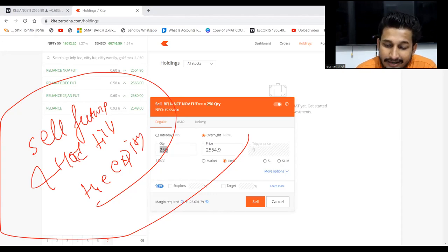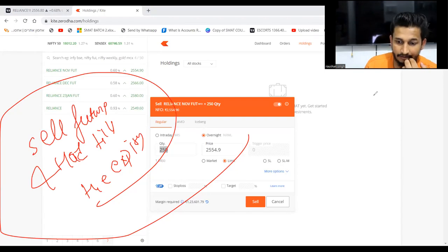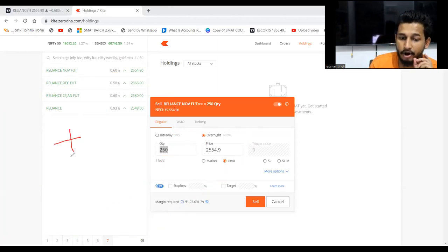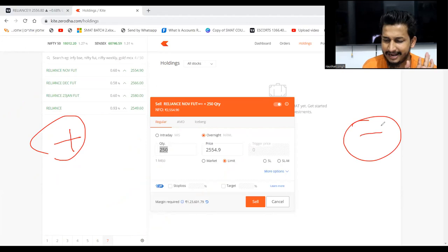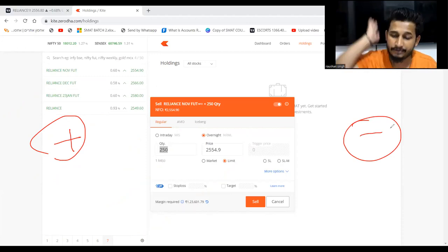It's a contract. So obviously there will be a buyer and there will be a seller. Understood? Let's say you are positive on Reliance, so your position will be plus. And if I'm negative, I will be in minus. So I'm entering into a contract with you, boss. If the market goes down, I will make a profit. If it goes up, you make a profit.